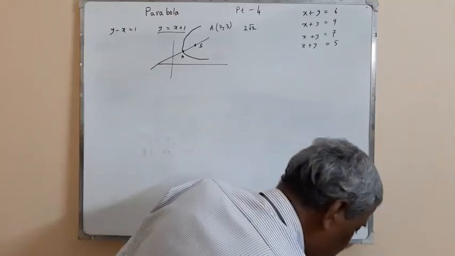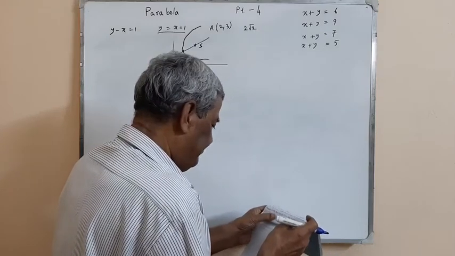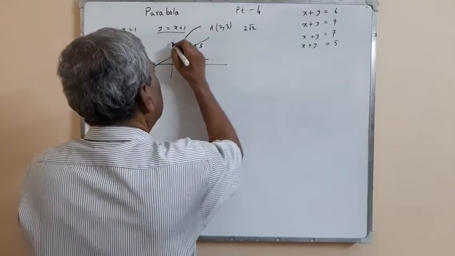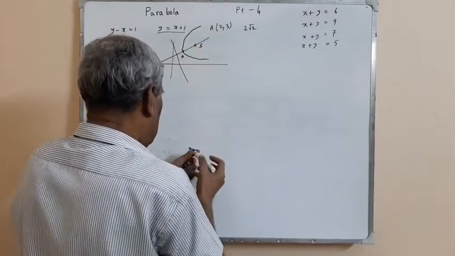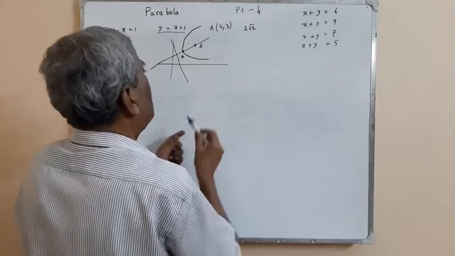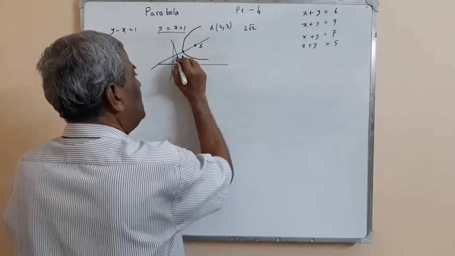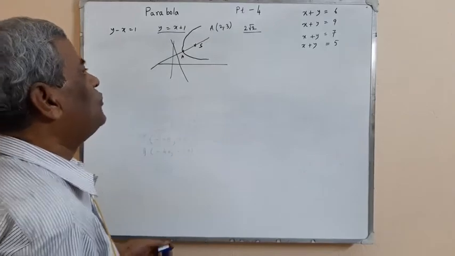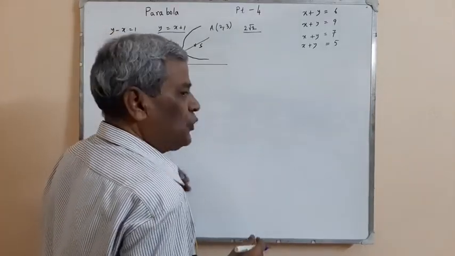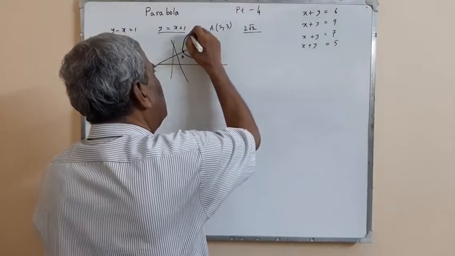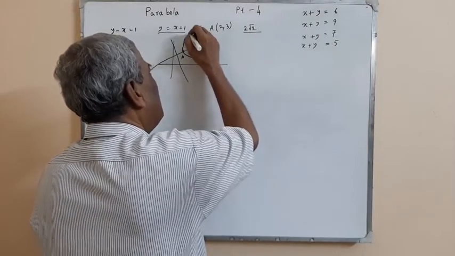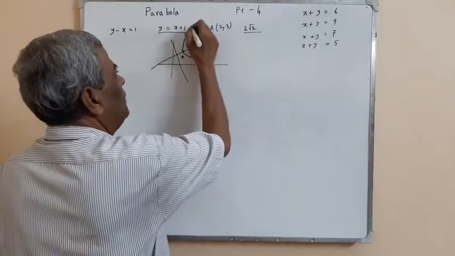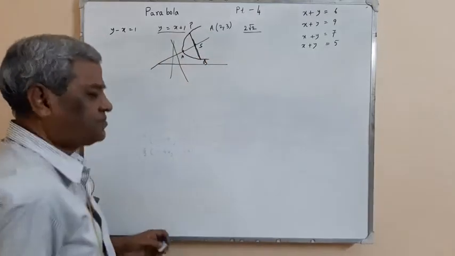The distance of the vertex from the directrix is 2√2. This is, say, the equation of the directrix. The distance from A to the directrix is equal to 2√2. Then you have to find the equation of the straight line along the latus rectum. We have to find this equation, PQ.